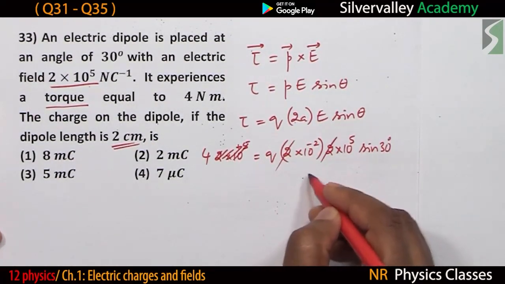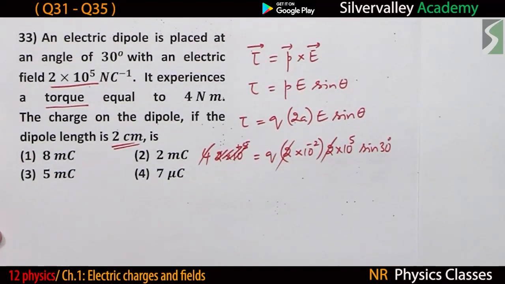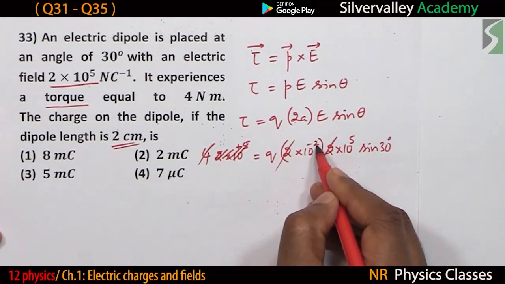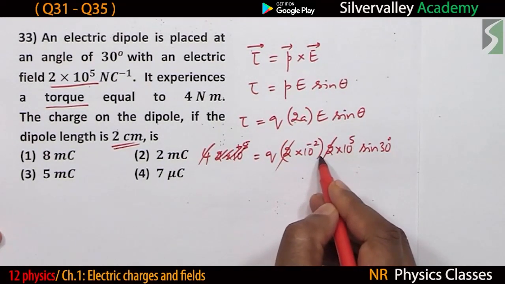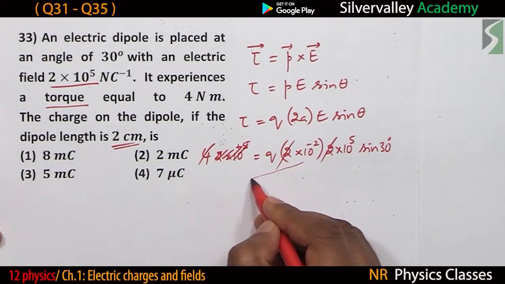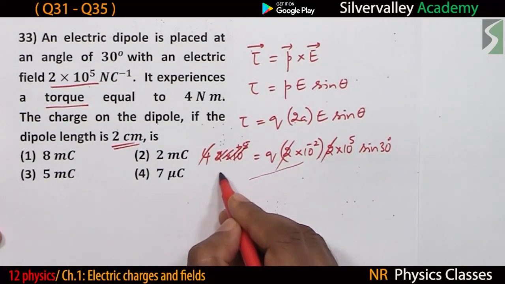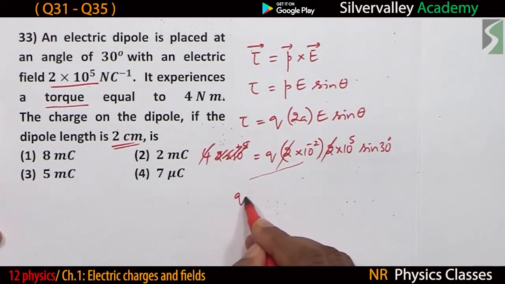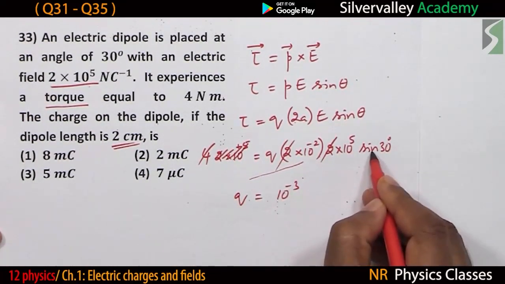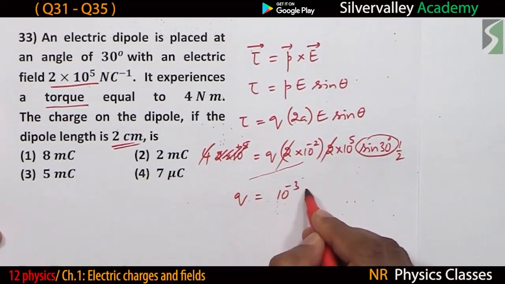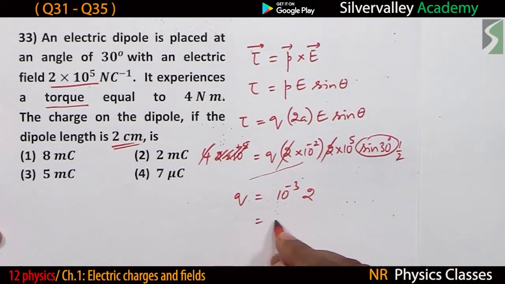So 2, 2, 4 get cancelled. 10 power 5 in the denominator, 10 power minus 3, minus 2 is 10 power minus 3, then numerator 10 power minus 3, sin 30 is half. So 2 10 power minus 3. So the charge is 2 millicoulomb.